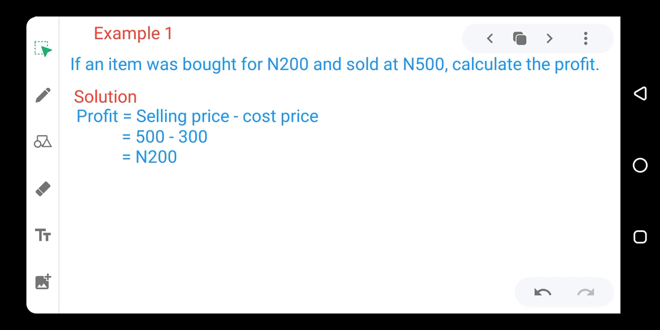Selling price is how much you sold it, and cost price is how much you bought it. So you sold it for 500 naira and you bought it for 300 naira. So your profit is 500 minus 300. That gives you 200 naira. So your profit is 200 naira.